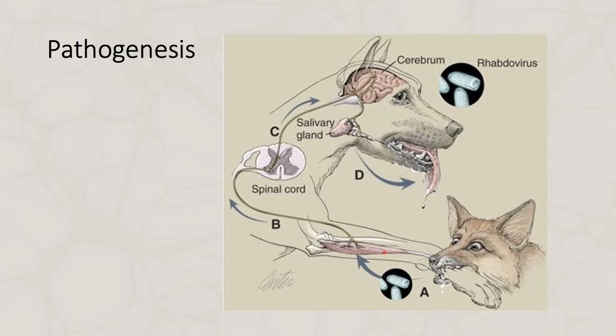Host immune response to rabies virus may accentuate the inflammation and degeneration of nervous tissue. Interference with cardiorespiratory control often results in death.